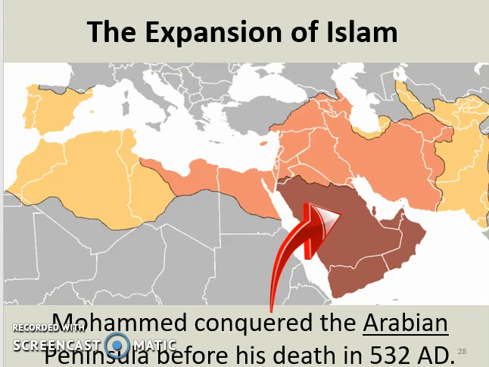So we already talked about how Muhammad was the founder of Islam. He founded Islam on the Arabian Peninsula. He is going to conquer the Arabian Peninsula before his death in 632 AD, and everyone who lived on the Arabian Peninsula would become followers of Islam. So the first stage in the spread of Islam is that darkest red there on the map, and that is during Muhammad's lifetime.